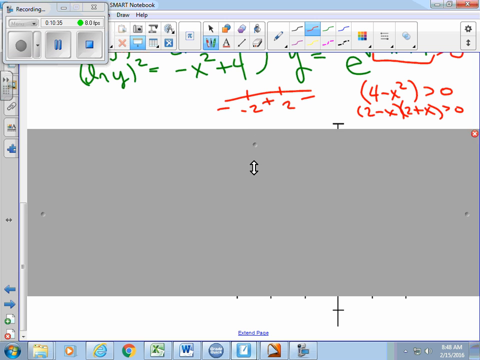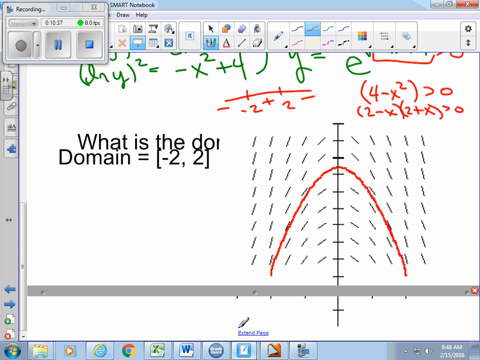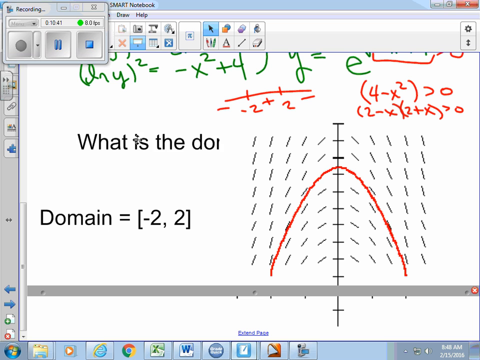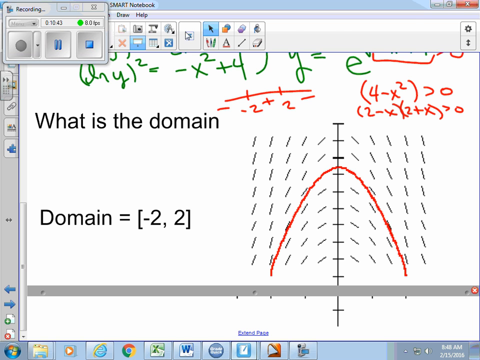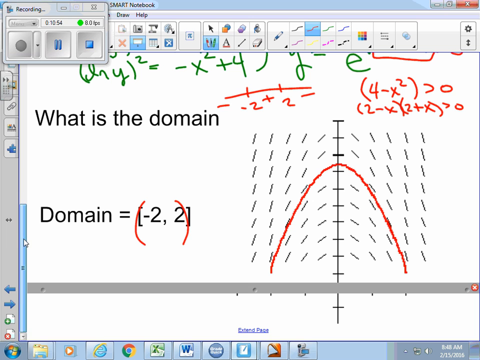So my domain is from -2 to 2. And this is actually a typo. Those -2 to 2 should be parentheses. -2 to 2 is the domain. So that one was about as hard as domain could ever get because we had like 3 things going on. So I did a really tough one for you.